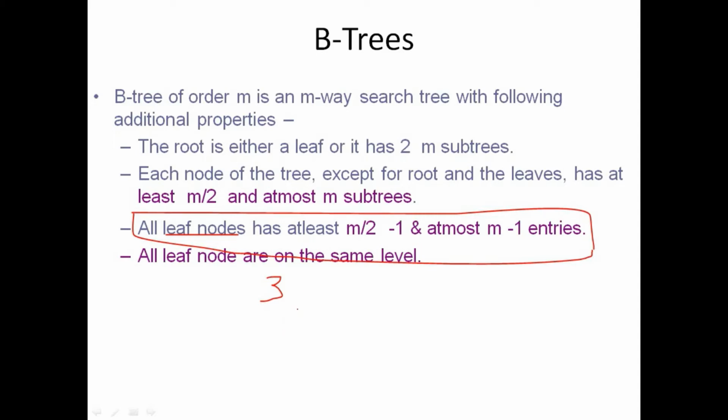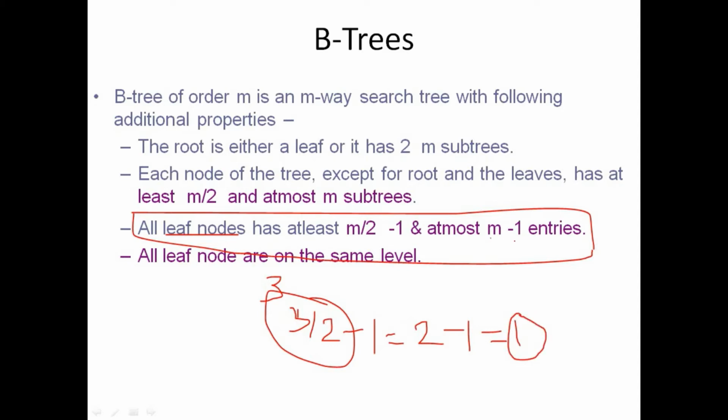All the leaf nodes of an order 3 B tree can contain m by 2 minus 1, meaning 3 by 2 minus 1. You have to take the ceil of 1.5, which is 2, minus 1, which is 1. So all leaf nodes have at least one entry and at most 3 minus 1, which is 2 entries. It can have a maximum of 2 entries in a leaf node.